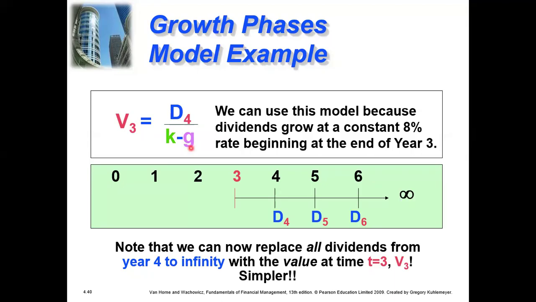Now the question is, what is V3? V3 is the value of a stock after 3 years. In year 3, after 3 years, the value of a share would be called V3 here. V1, V0, V1, V2, V3. And the next upcoming dividend would be D4. D4 over K minus G.